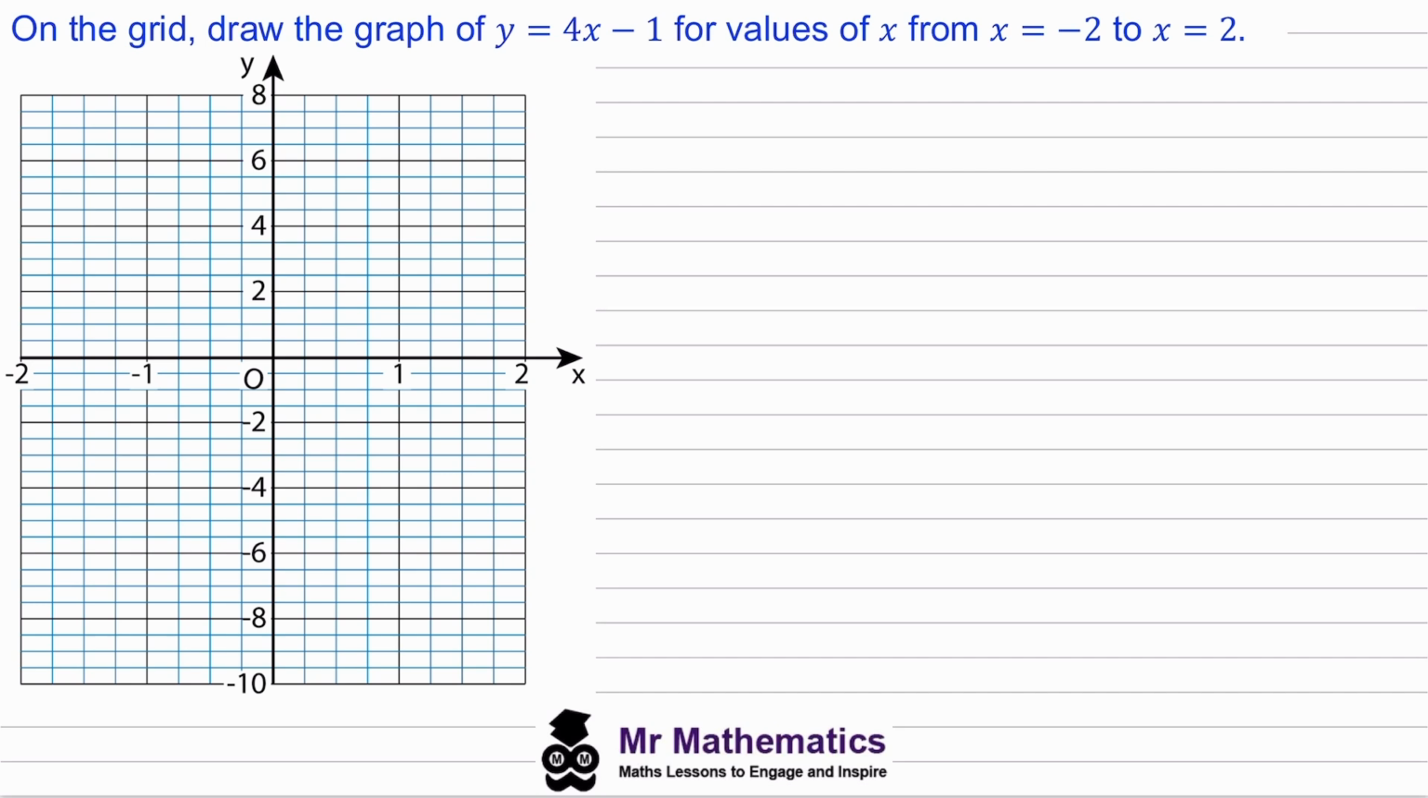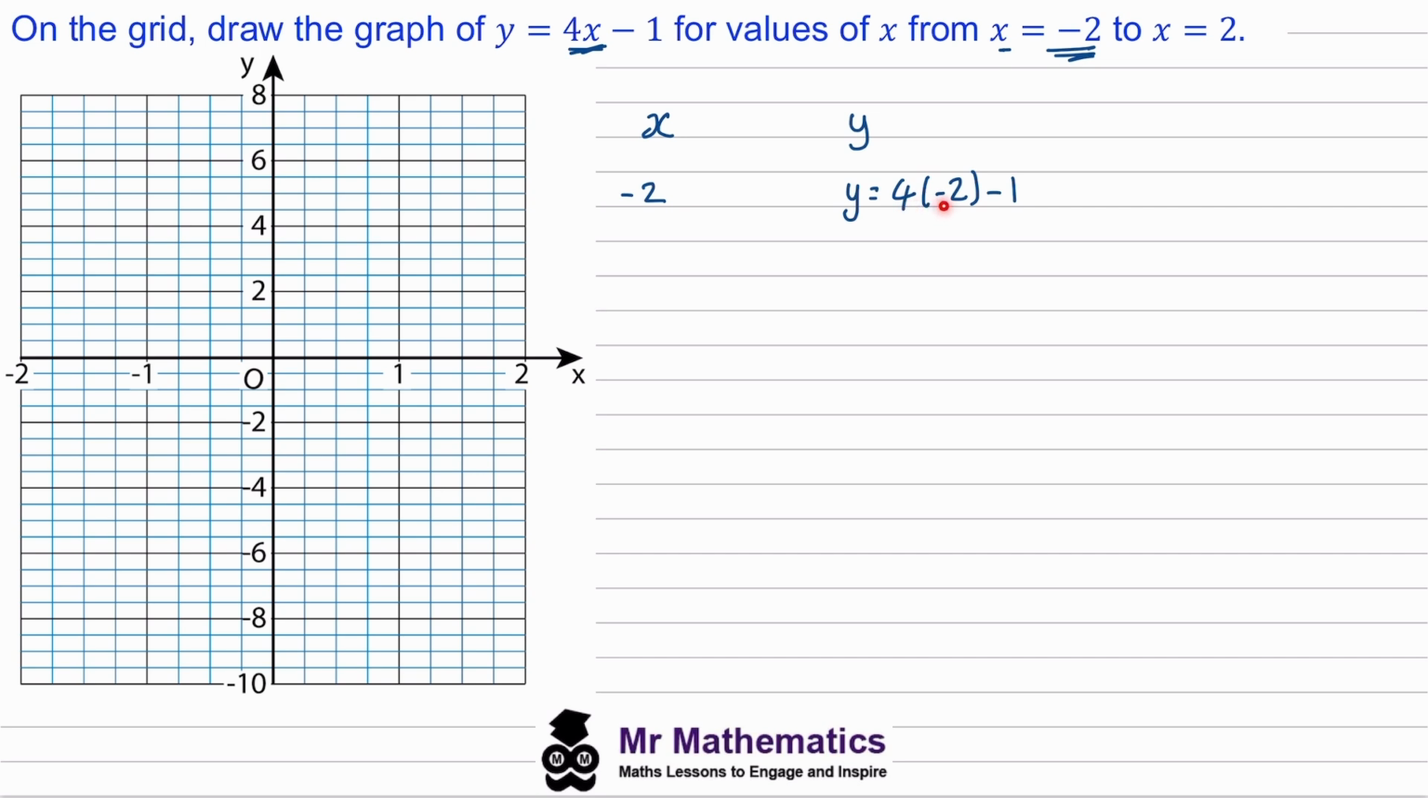So in our first question, we've been asked to draw a graph of this equation, given values of x from -2 to +2. So if we create a table of results, we've got our x values and our y values. And we're told that our first value of x is -2. So all we do is we substitute the values of x into our equation. So the value of y will be 4 lots of the x, which is -2, minus 1.